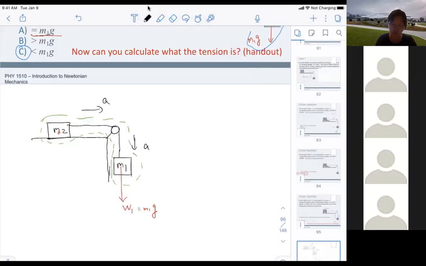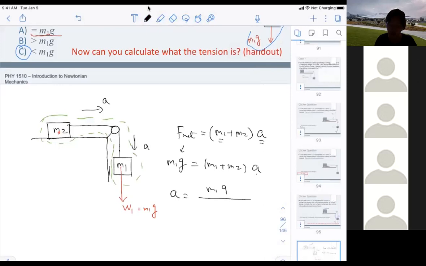So the only force that is responsible to speed up the system, which now consists of M1 and M2 accelerated together, is just the weight of M1. So you can see that we can quickly calculate the acceleration of the entire system by using this trick. So the acceleration is a = M1 G divided by M1 plus M2.